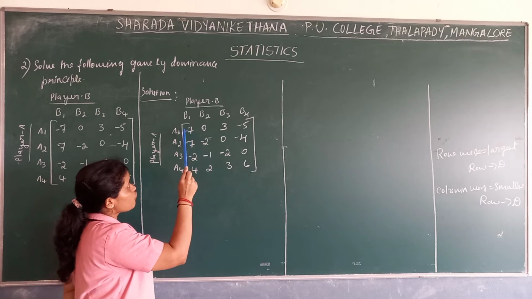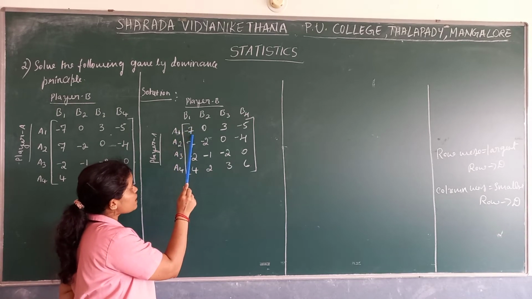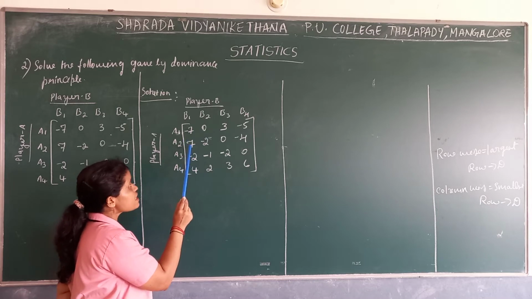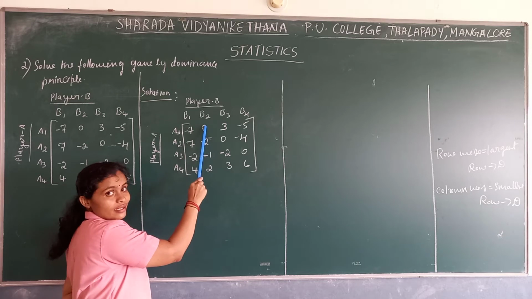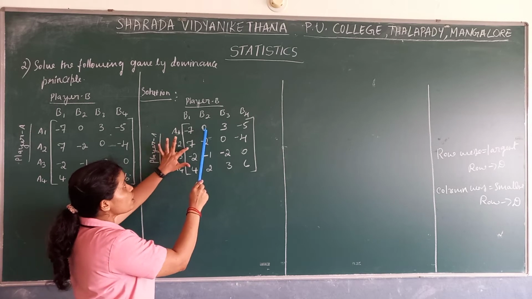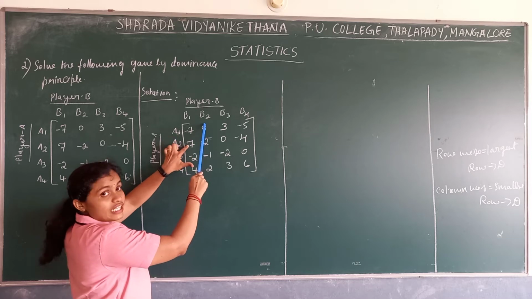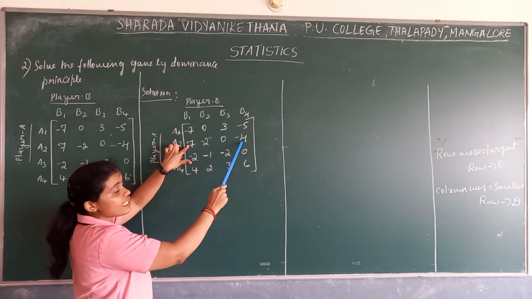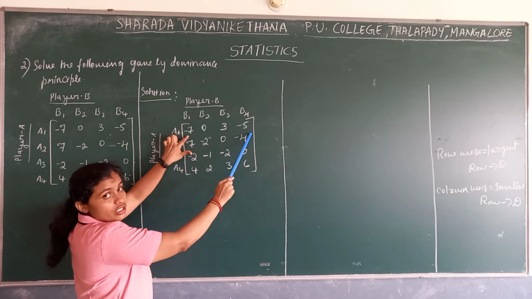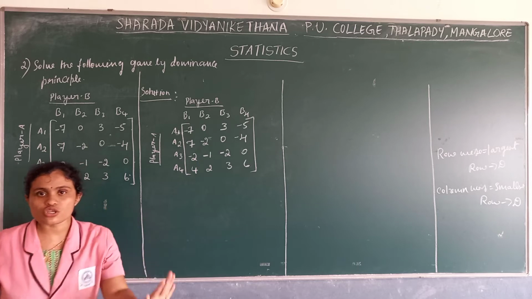Now firstly we compare strategy A1 and A2. -7 and 7, here 7 is greater. 0 and -2, here 0 is greater. So with this only we can understand, one value we get greater here, one value we get greater there. So comparison is not possible. We have to get continuously greater either in this row or in that row. So with these two, comparison is not possible.